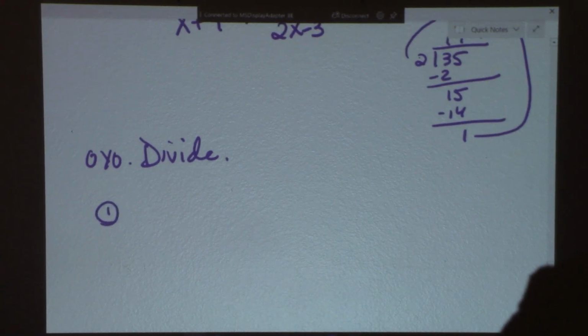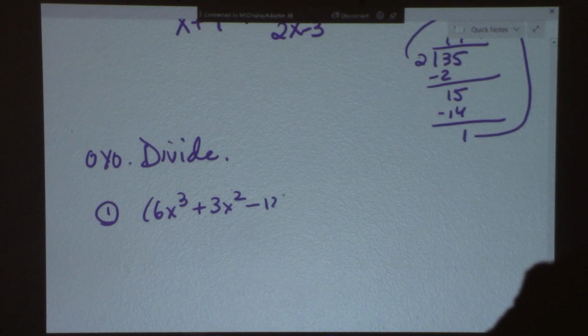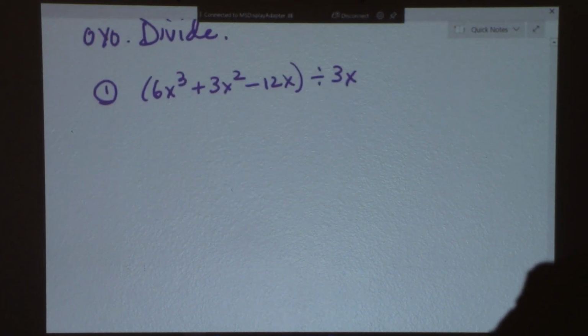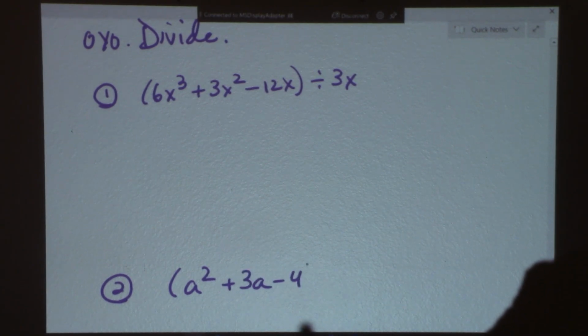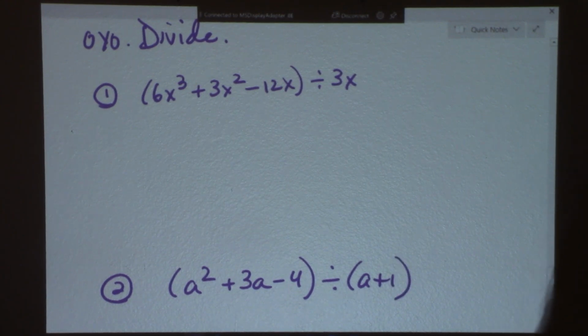Number 1, 6x cubed plus 3x squared minus 12x divided by 3x, and I'm going to leave some space there to work it out. And then number 2 is a squared plus 3a minus 4 divided by a plus 1. Okay, so go ahead and work those out, and pause the video, and I will come back in just a couple of minutes.